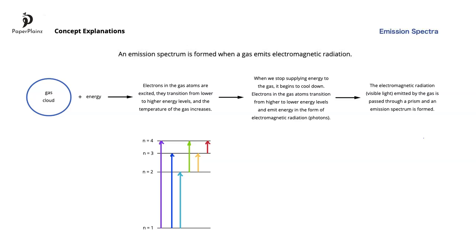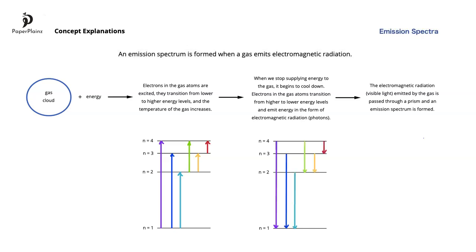Let's now see what happens as the gas starts to cool down. During this part of the process, electrons emit energy in the form of photons. Of course, this means that electrons move from higher to lower energy levels, so transitions now happen in the opposite direction. Let's draw these transitions on our second diagram. Now, as a result of these transitions, photons are emitted from the gas cloud. As there are 6 different transitions, the radiation emitted by the gas cloud contains photons of 6 different frequencies. Therefore, when this radiation is passed through a prism and projected onto a screen, we get 6 lines with 6 different colors on the screen.